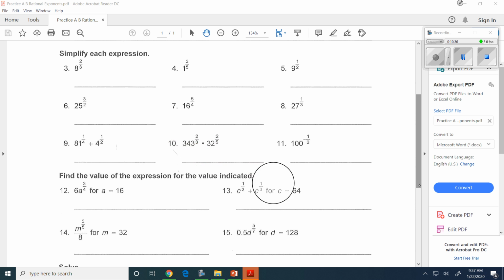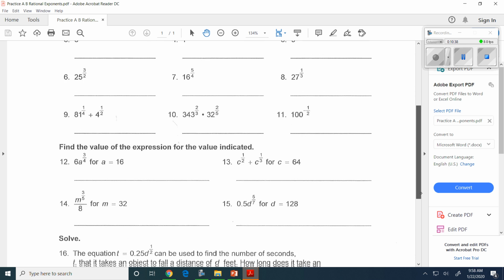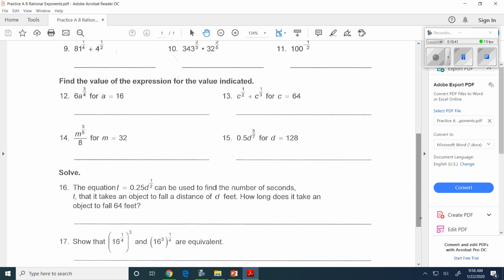In the section below that, you're just plugging in numbers. For example, let's look at number 14. Here you have m to the 3/5 power divided by 8. So if we plug in 32 to m, you have 32 to the 3/5 power divided by 8. We're going to rewrite this with a radical sign. So we have the fifth root of 32, and then we're going to cube it. And the very last step is we're going to divide that by 8.